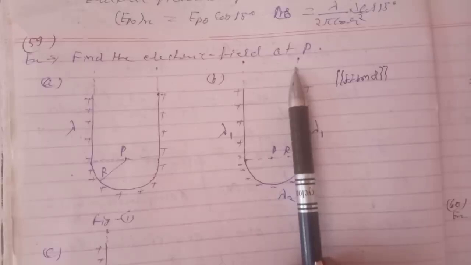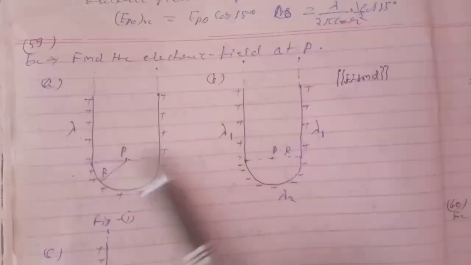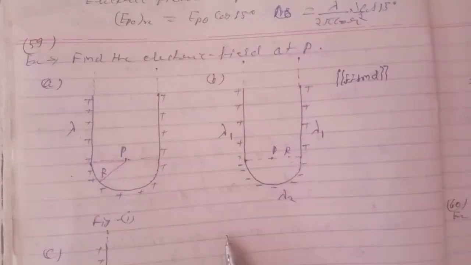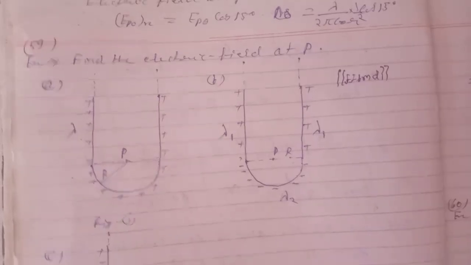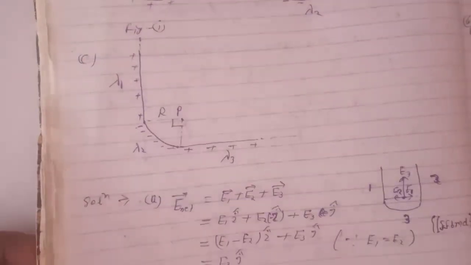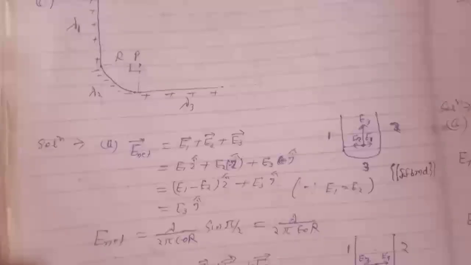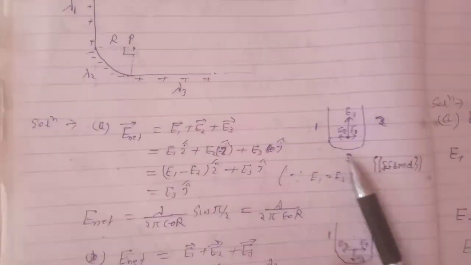Find the electric field at P. This is the situation. And the third one is here. Let us first show the first one. The situation is shown here.